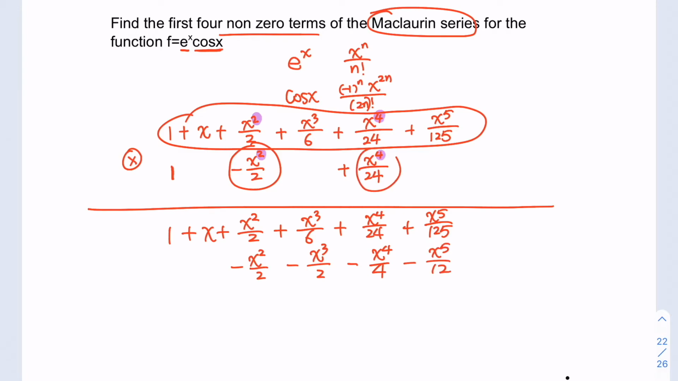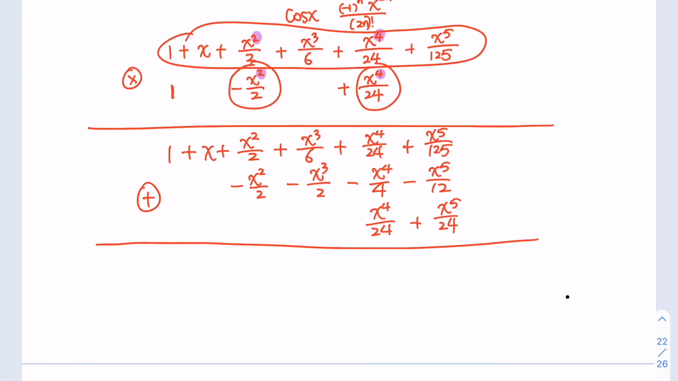Next, we multiply everything by this one, which gives us x to the 4th over 24 plus x to the 5th over 24. Next, we're going to add all the terms together. The first term is 1. Next is x plus 0. This gives us x cubed over 3 minus x to the 4th over 6. So we only need the first 4 non-zero terms. So these are the first 4 non-zero terms.